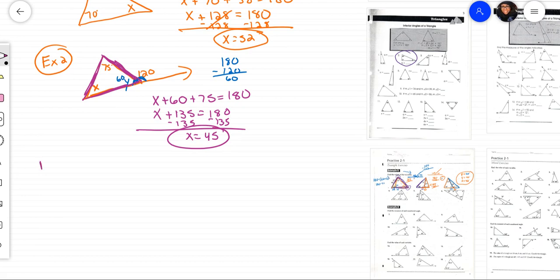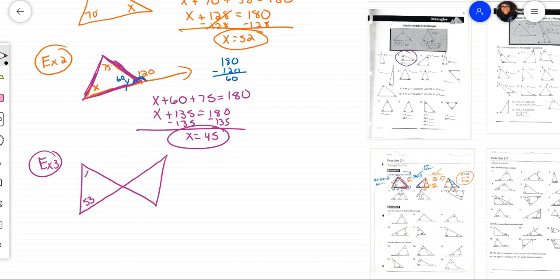Let's try another one, example 3. For example 3, let's get even a little bit more geometry forward. And let's take this. I'll say this is 53. This is x. This is y. Let's go with 28 for this one and 85 for this one. All right, so I want to know x and y for this one.